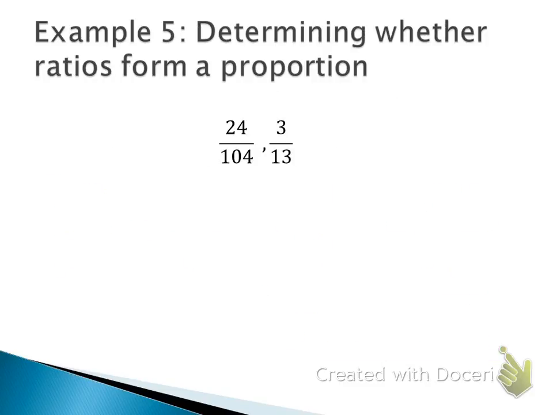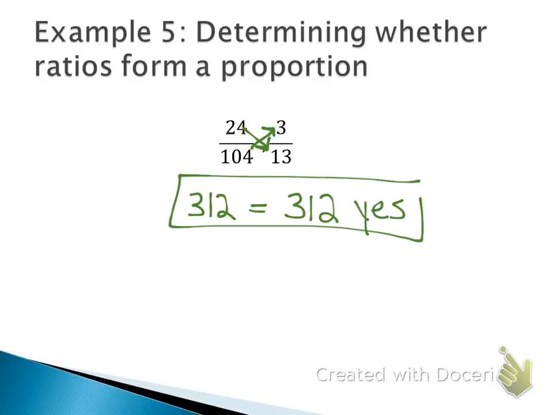Okay, one more example. Are these numbers a proportion? I want you to go ahead and set up these fractions, and we're going to determine whether or not they form a proportion. All right, so here's how you do it. It's very simple. You multiply your cross products. If the numbers that you get when you multiply are the same, then it does form a proportion. So what's 24 times 13? 312. And then what's 104 times 3? 312. Since it is the same number, I would say yes, they form a proportion.